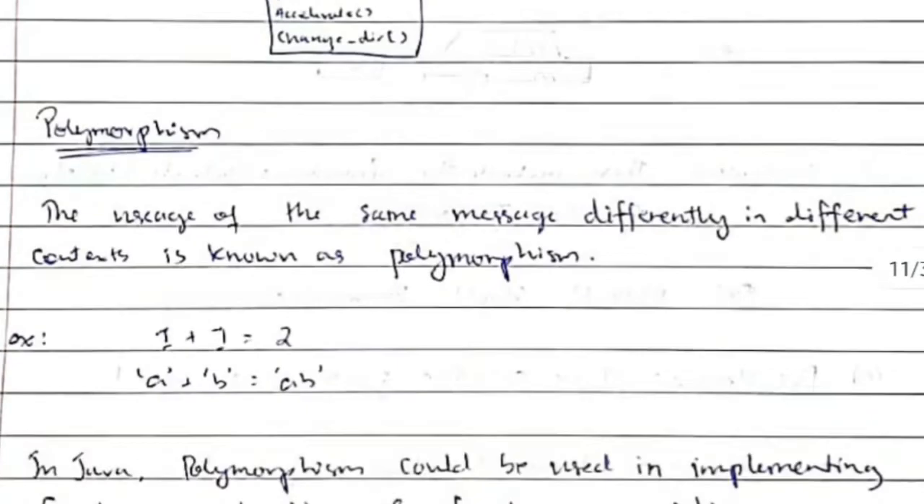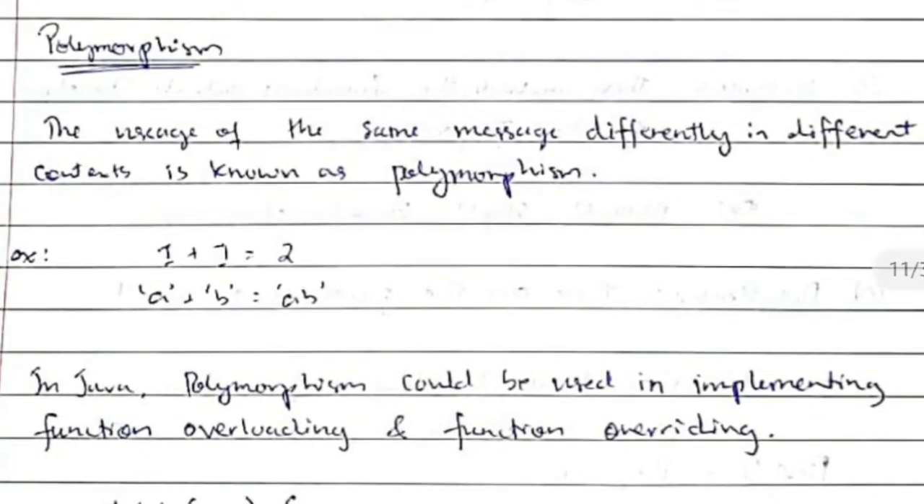Okay, and coming to the last one, which is polymorphism, it means the usage of the same message differently in different contexts is known as polymorphism. Okay, in polymorphism you have the same message being used differently in different contexts. If you add 2 numbers, you will get the result as 2, while if you add 2 characters, you will get a string AB. Okay, so usage of the same message differently in different contexts is nothing but polymorphism.